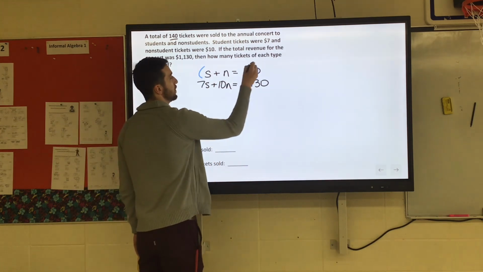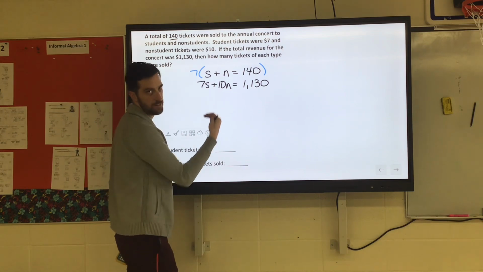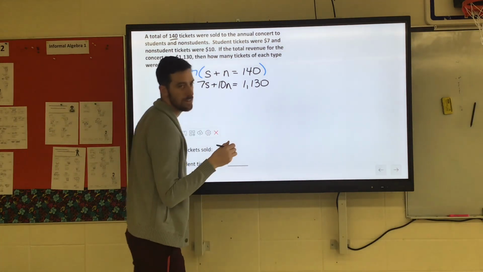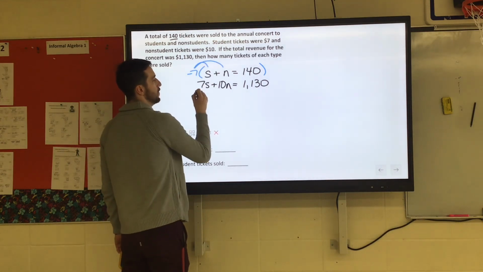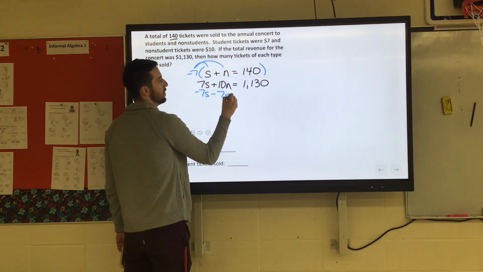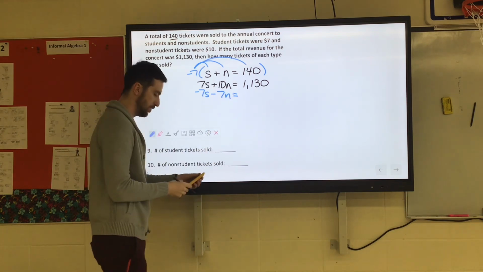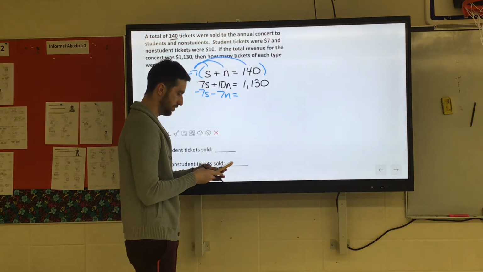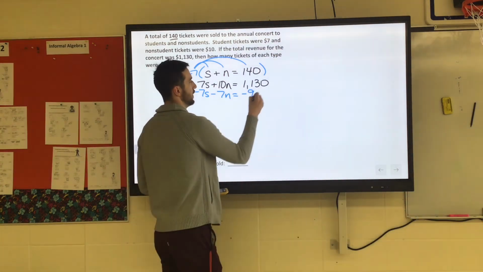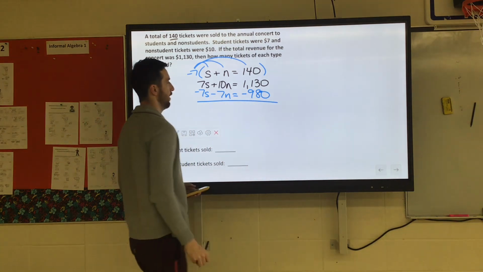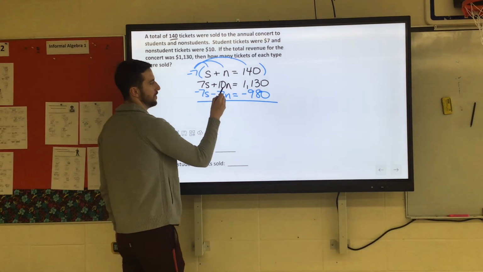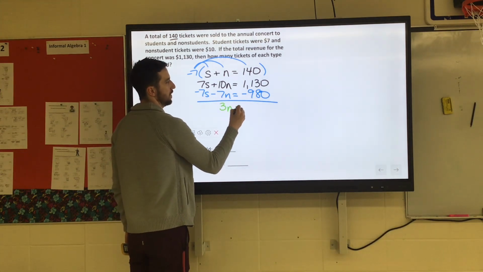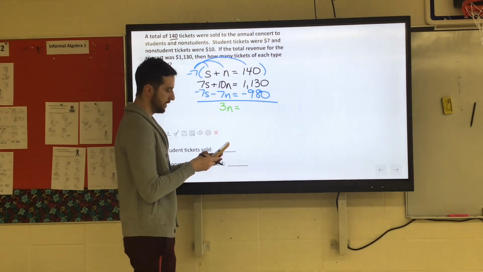I'm going to do the S's just because it's smaller than the 10N. So if we multiply this top one by 7, they'll both be 7S, but we want negative 7S. So let's multiply by negative 7. We're going to do that to all 3 of them. So we'd have negative 7S, negative 7N, and then negative 7 times 140 is negative 980. All right. So now if you look, the S is canceled. For the N's, we have 10 minus 7, that's 3N. And then 1130 minus 980 is 150.